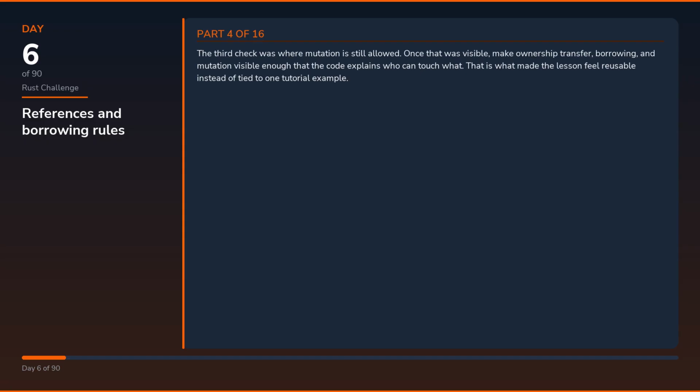The third check was where mutation is still allowed. Once that was visible, I could make ownership transfer, borrowing, and mutation visible enough that the code explains who can touch what. That is what made the lesson feel reusable instead of tied to one tutorial example.